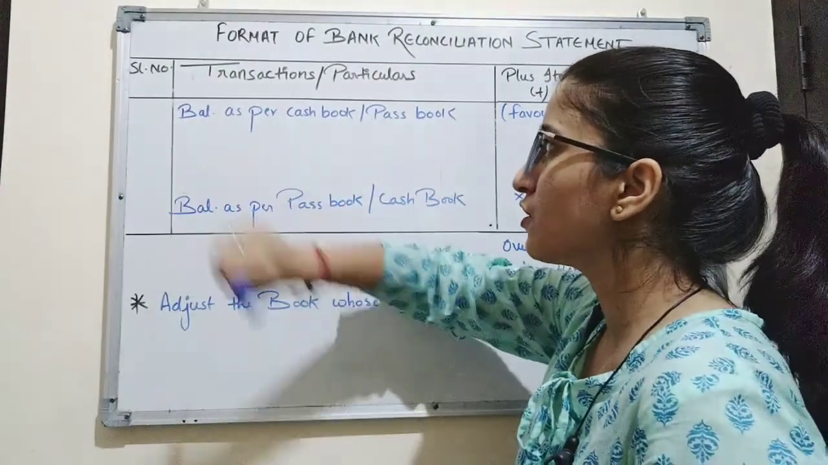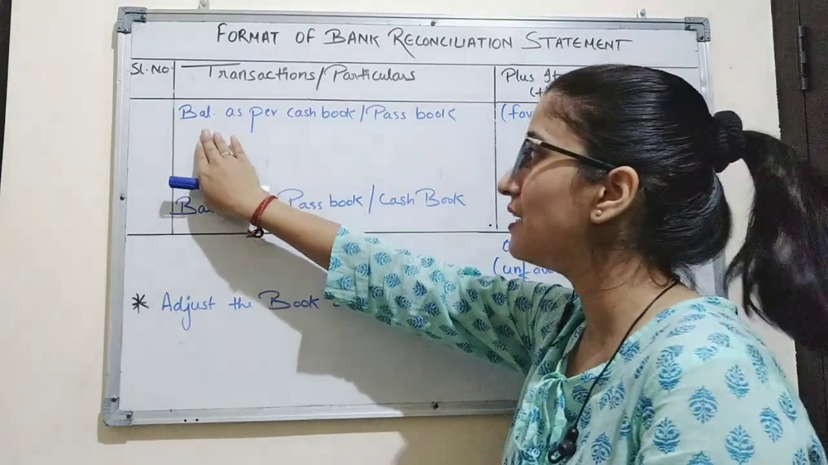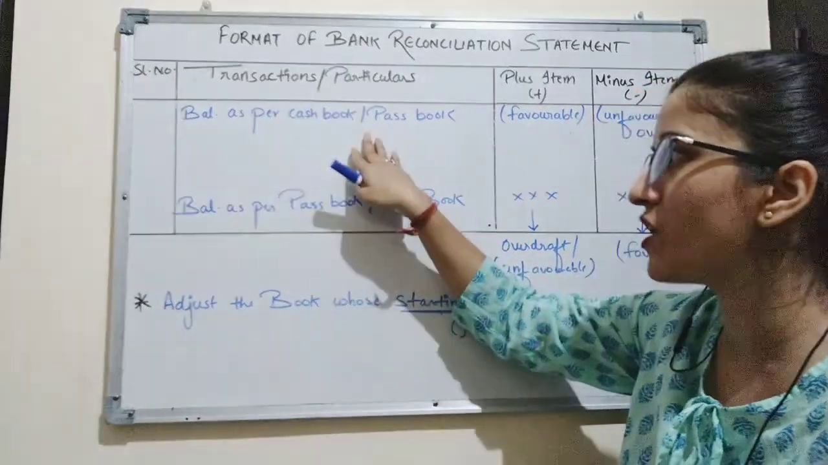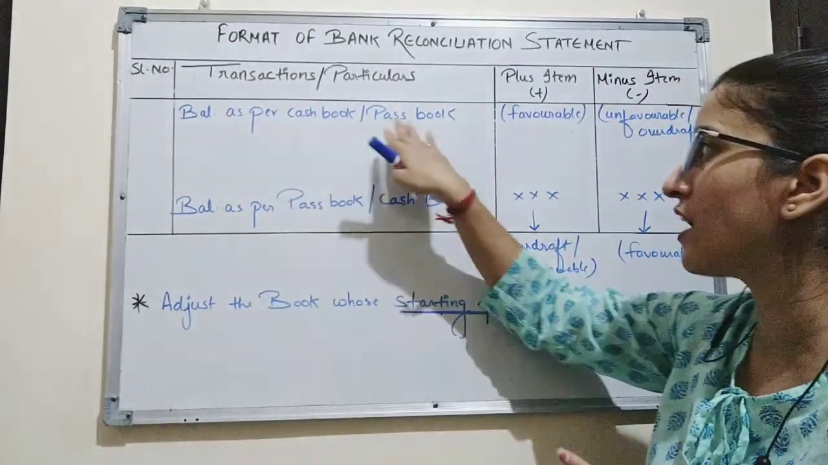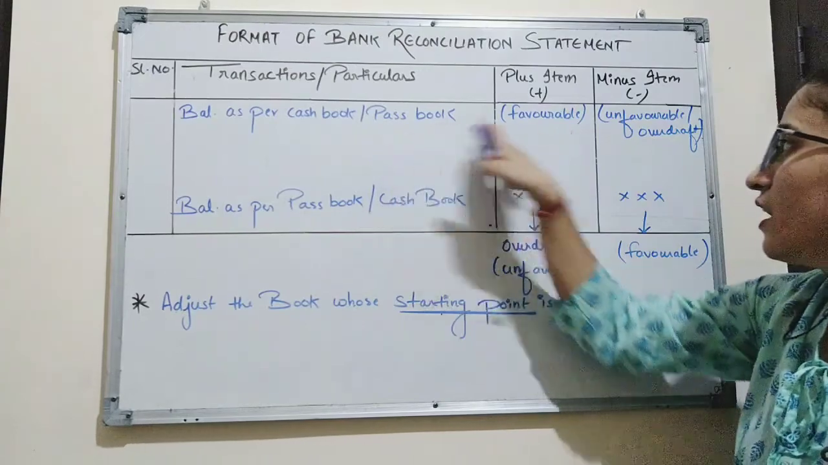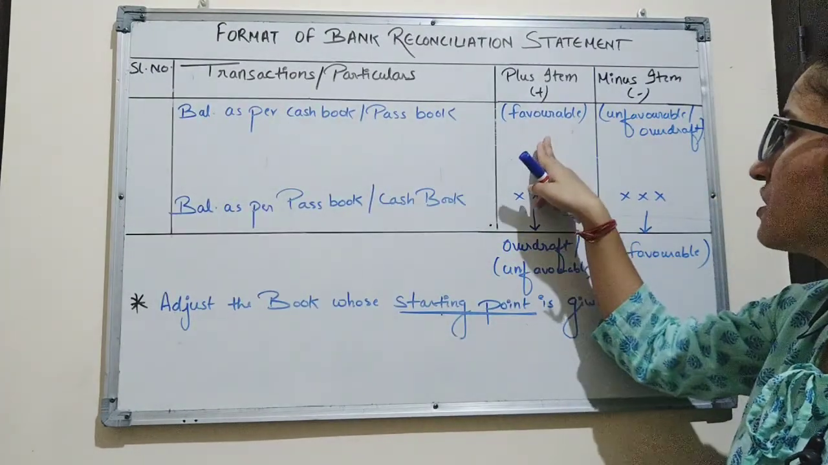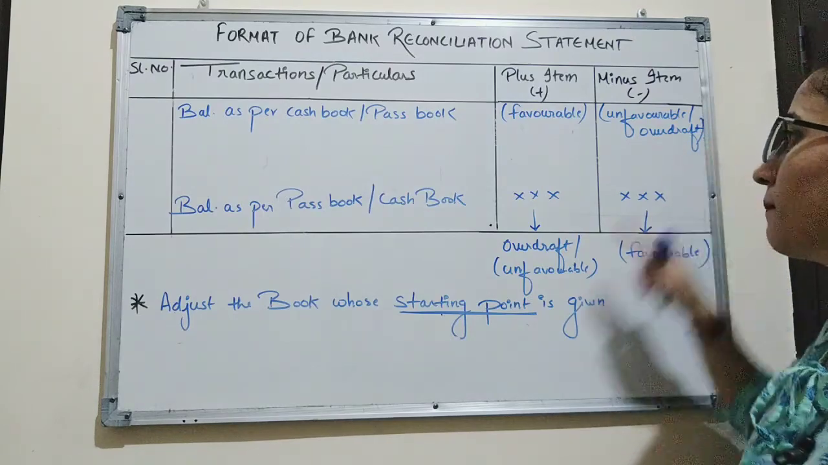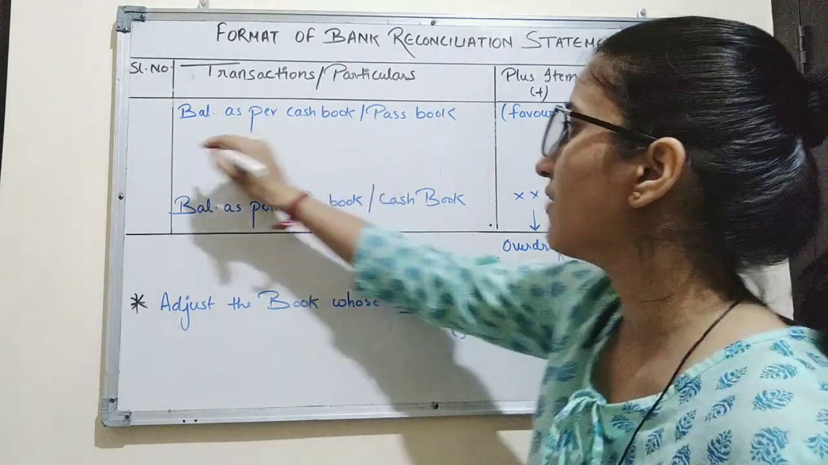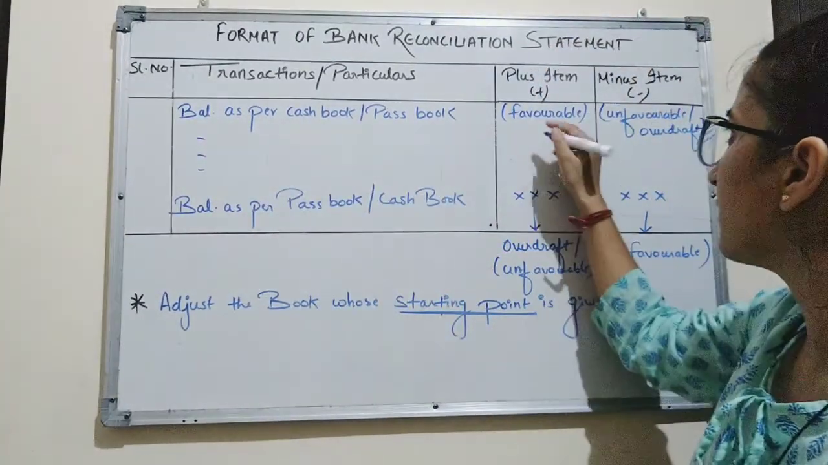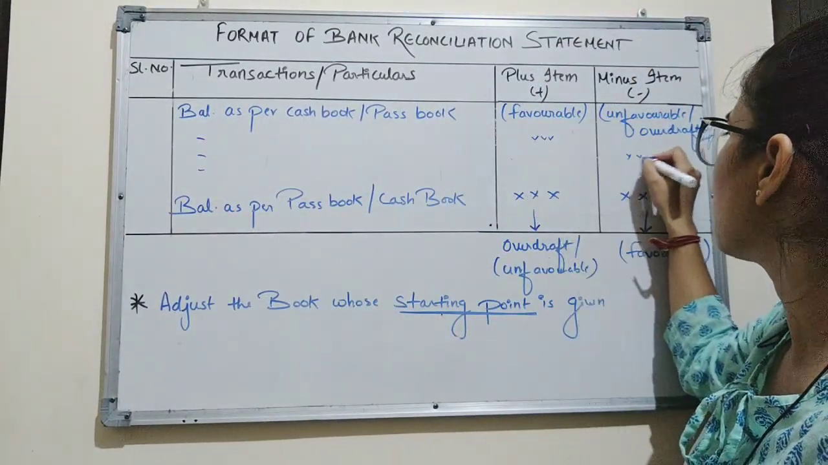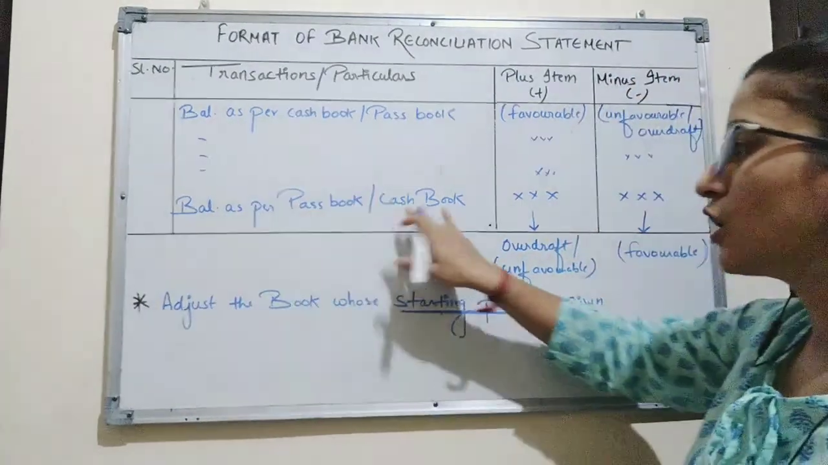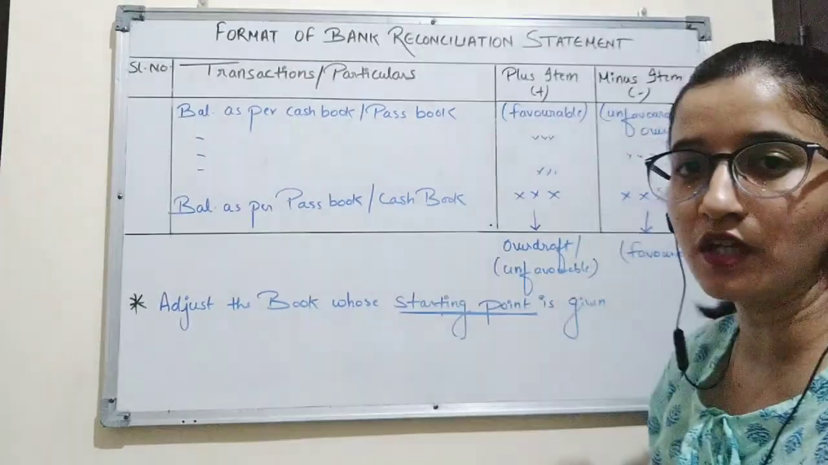At the start of the transactions, we will write the balance as per passbook or balance as per cash book. It will be given in the question whether the balance is as per cash book or as per passbook. If a favorable balance is given, it will be written in plus item, and an unfavorable or overdraft balance is written in minus item. After this, there will be 2-3 transactions. The transactions may be plus items as well as minus items. After these transactions, this will be the closing balance or balance at the end of the month.